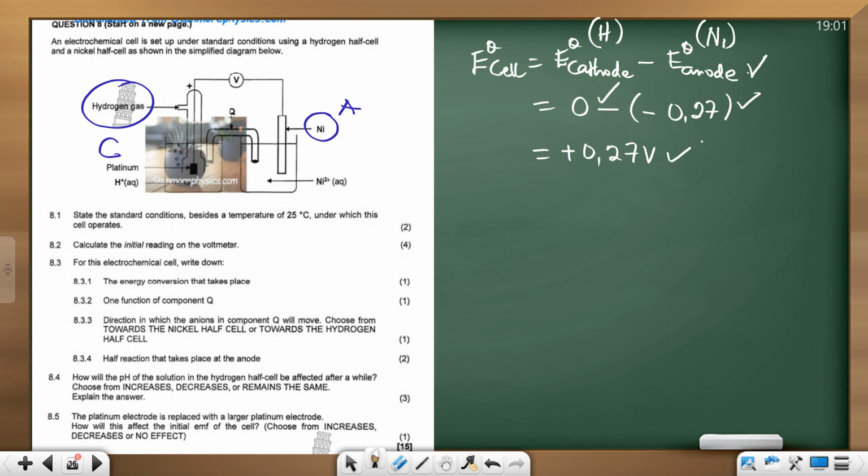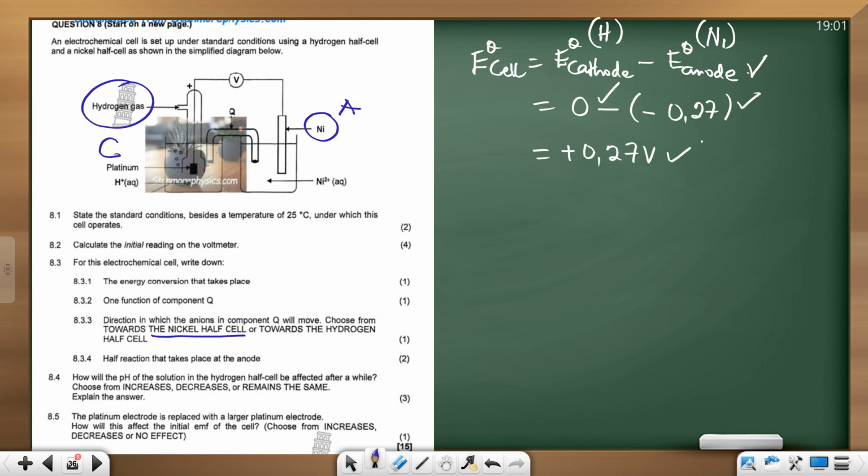Direction in which the anions will move. Where will the anions go to? Yeah, the anions would go to the anode and the cations would go to the cathode. Already we are done there. In which direction will the anions in compound Q go? Our anode is what? The Ni. So it will go towards the anode. Anions would go towards the anode and the cations would go to the cathode.